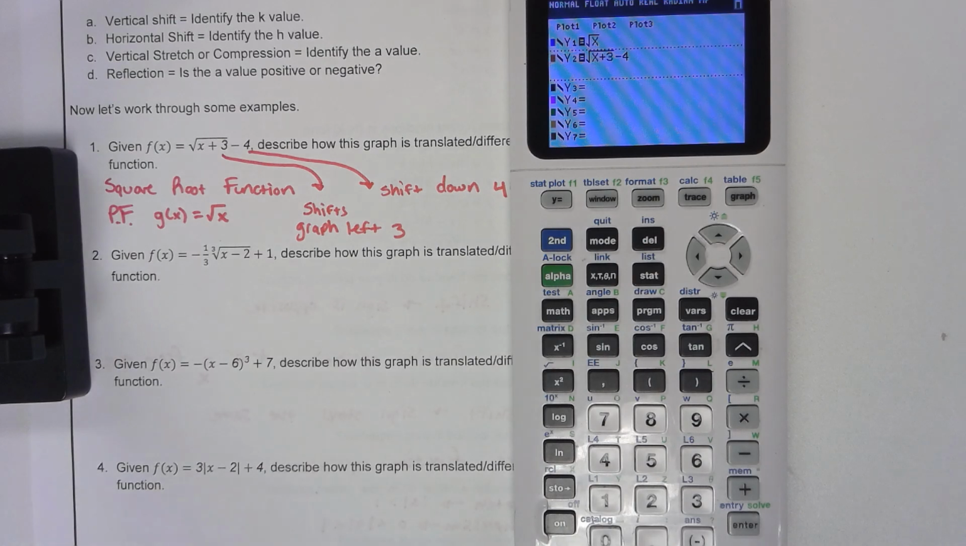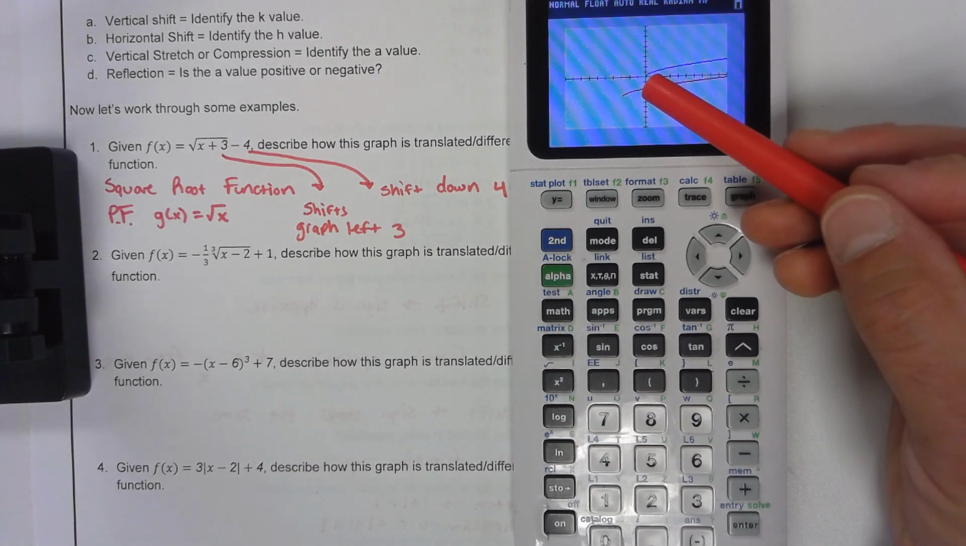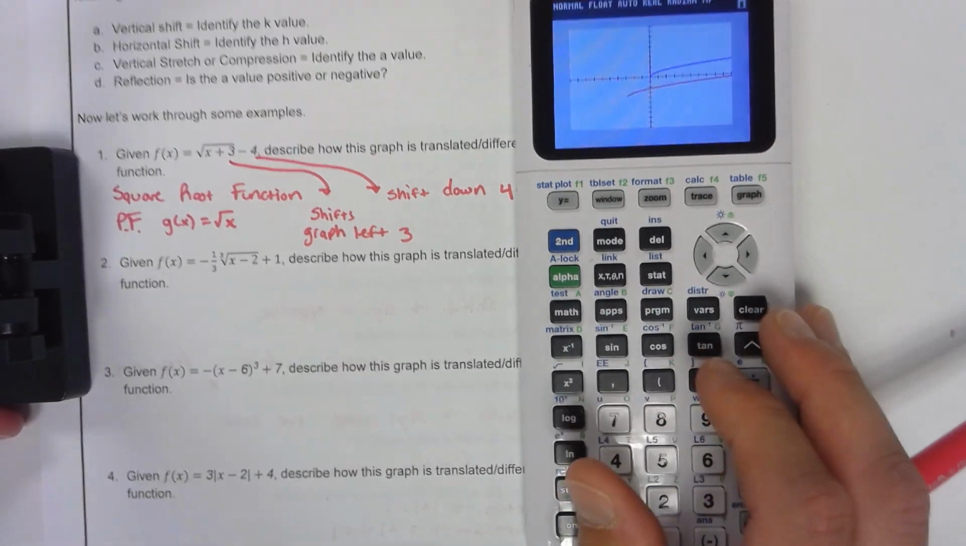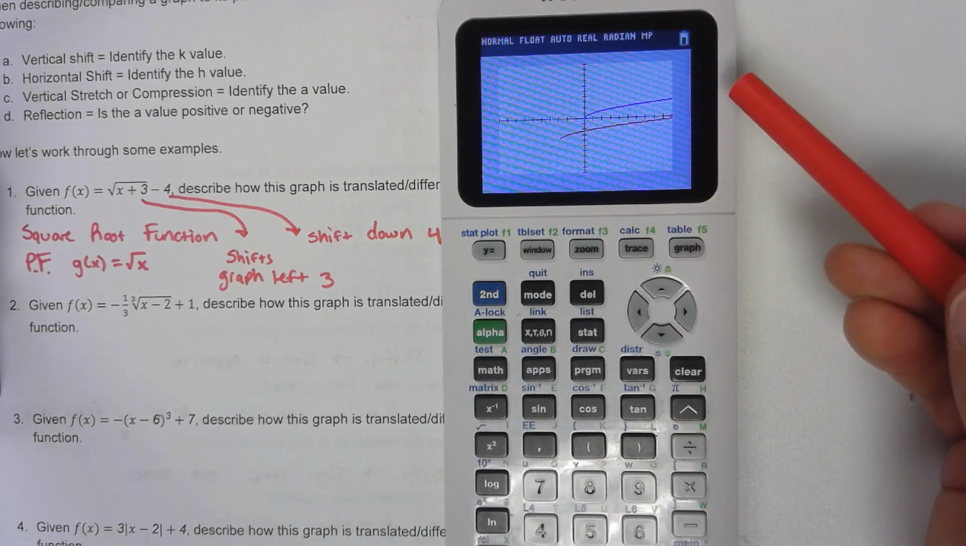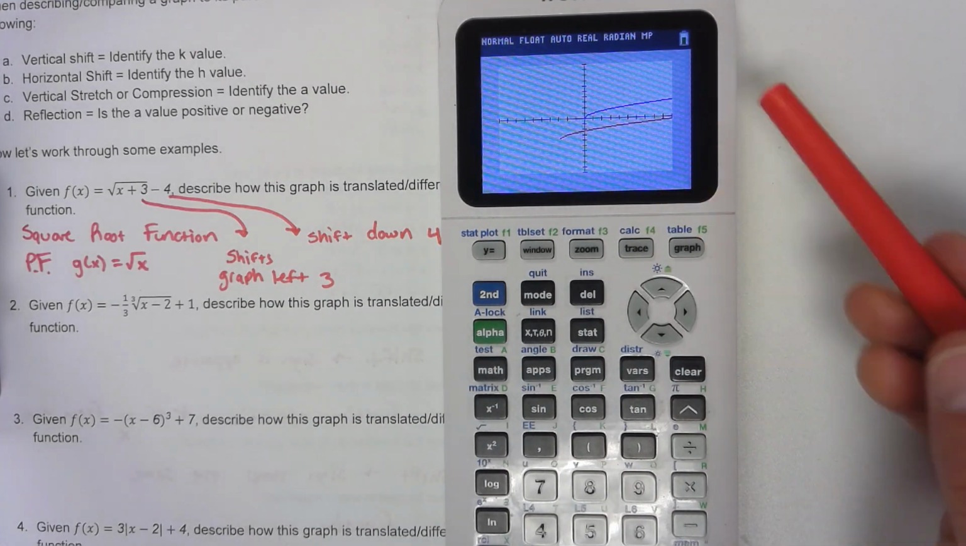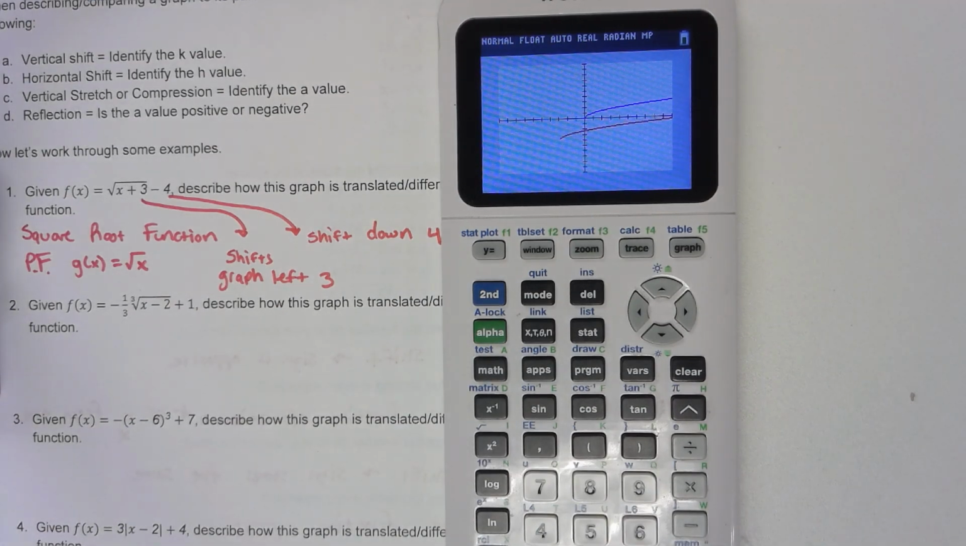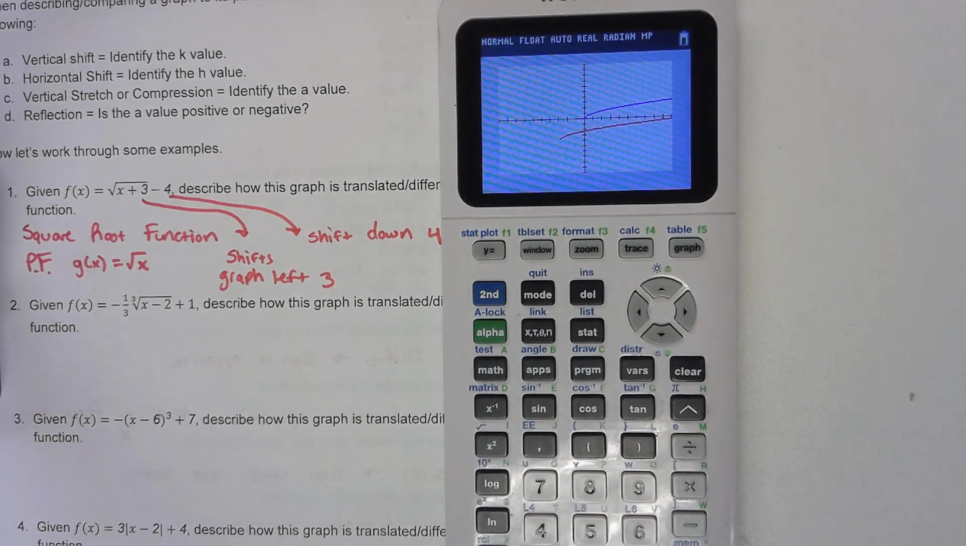And then to get to the graph, we're going to press zoom, and then 6. That brings up the standard window. The first graph we're seeing here, and this is what's nice about the newer calculators, is the colors. The blue graph is the parent function, and the red one is the transformed function. The colors really don't make a difference here.